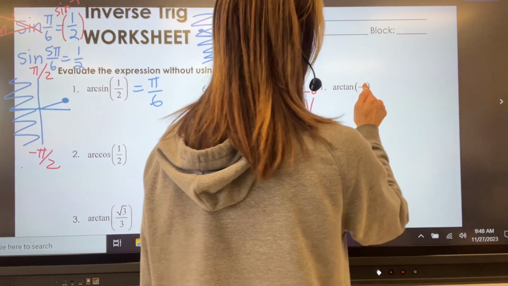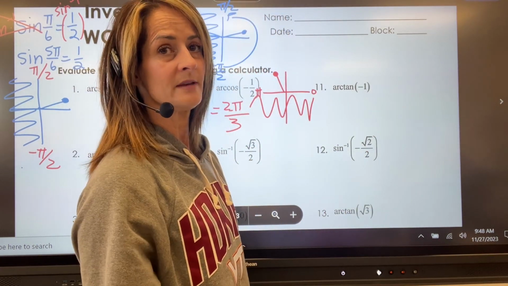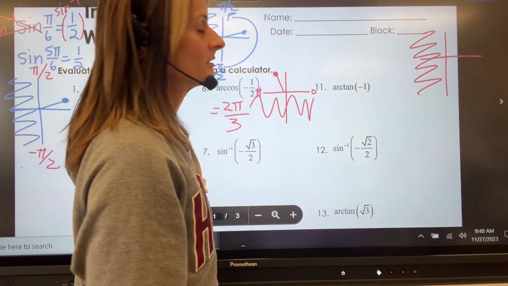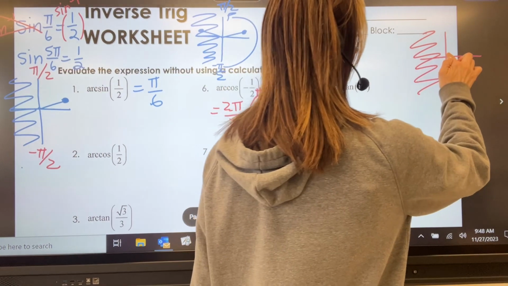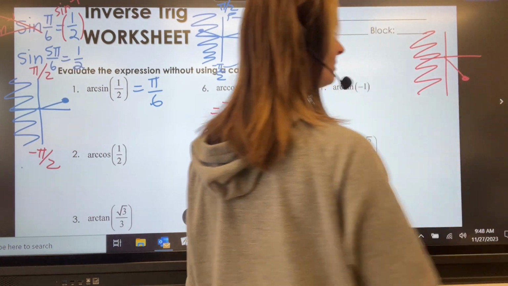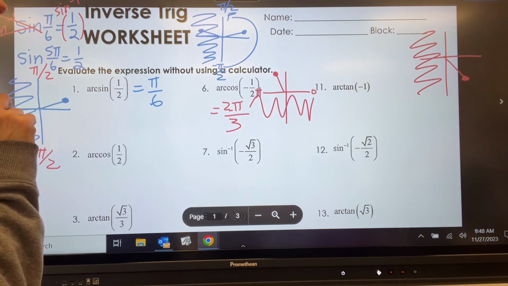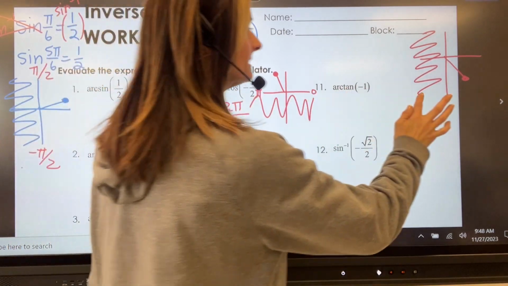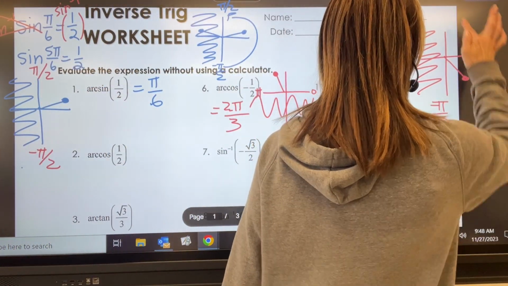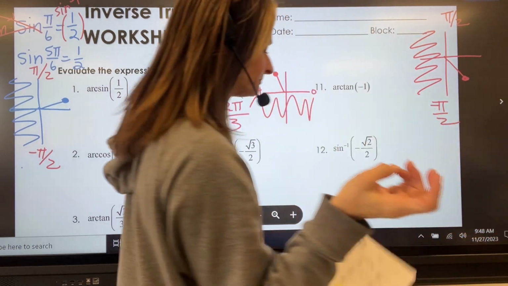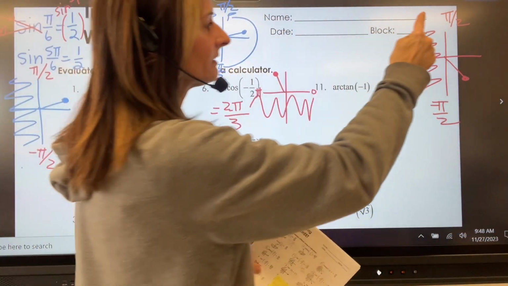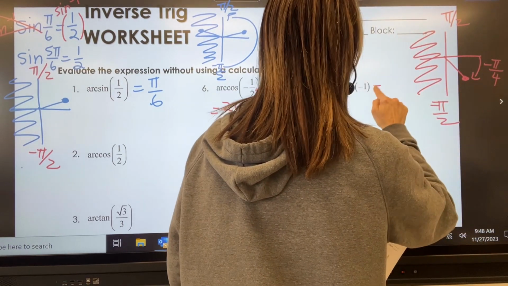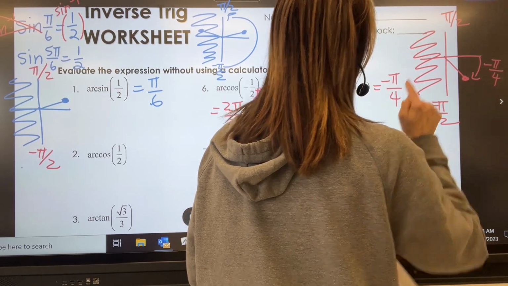Tangent, we see the negative 1. We know it's going to be a middle angle. But first we go ahead and restrict our range, it's going to be negative. So we know it's going to be in this quadrant right here. It's a middle angle. And then we look and we say, all right, what angle is that? Now these angles, you have to make sure you write them between negative pi over 2 and pi over 2, right? So this is going to be negative pi over 4.